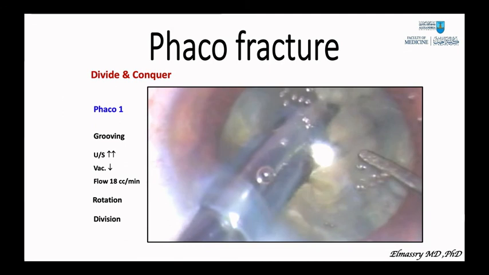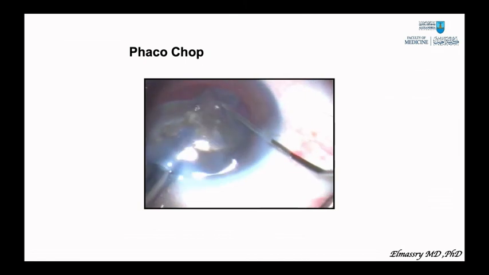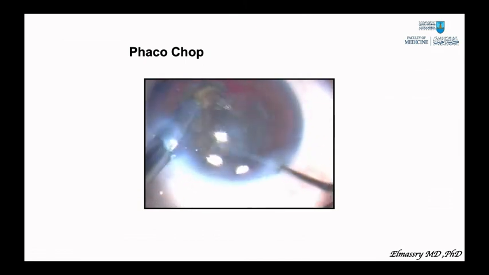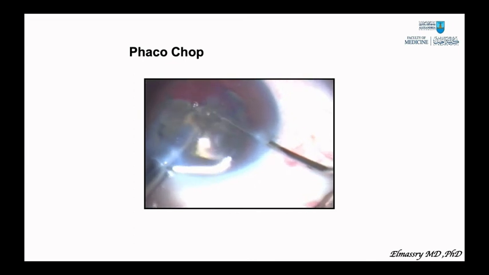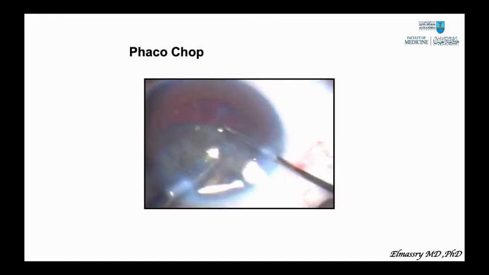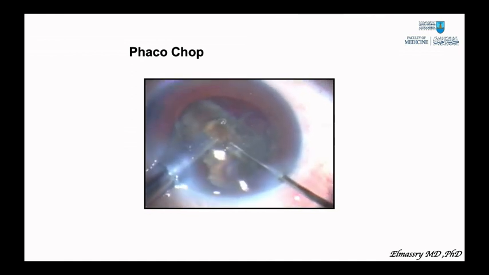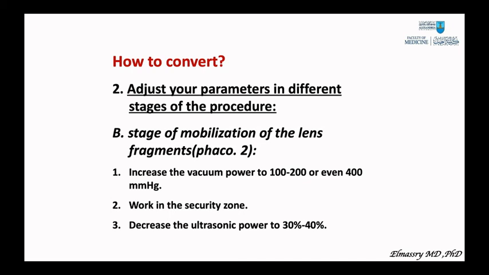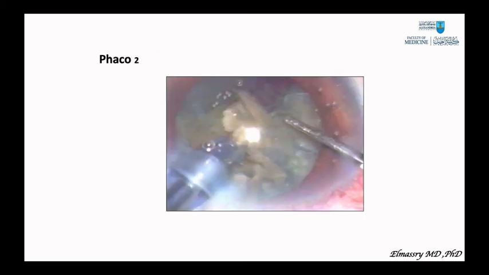But this is the divide and conquer, which takes a lot of ultrasound. It's easier to do phaco chopping, and this chopping is an easy technique that decreases the amount of the ultrasonic power, and with increased vacuum, it depends more on the vacuum than the ultrasonic power, and it has less effect on the corneal edema. The second stage, or stage of mobilization of the lens fragments, which is phaco 2, where you increase the vacuum power to up to even 400 millimeter mercury, and you work in the security zone and decrease the ultrasonic power to 30 to 40%.